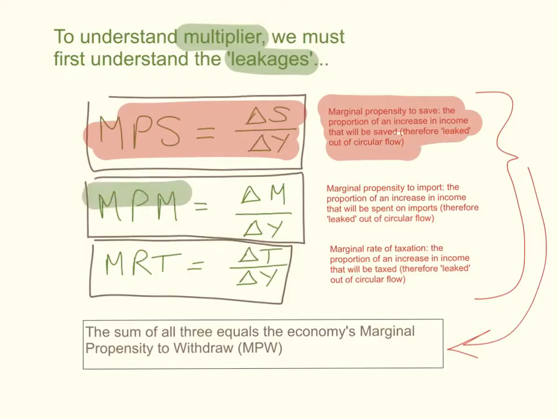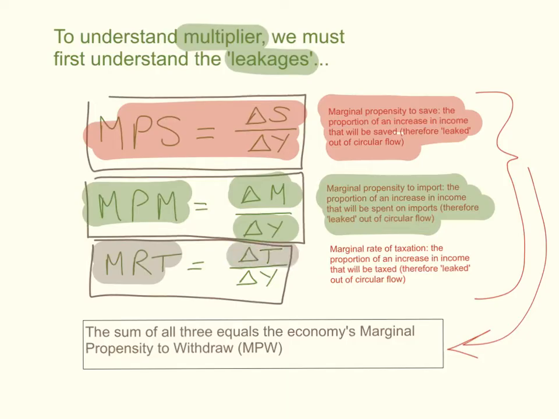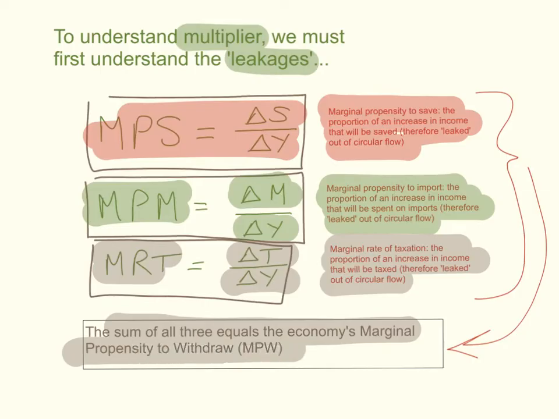The MPM is the marginal propensity to import. It is the proportion of an increase in income that will be spent on imports, therefore leaked out of the circular flow. It's the change in import spending as a result of a change in income. And the last one is the marginal rate of taxation, the MRT, which is the change in taxes as a result of a change in income. It is the proportion of an increase in income that will be taxed and therefore leaked out of the circular flow. Those three together, when you add them up, equal the economy's marginal propensity to withdraw, the MPW.